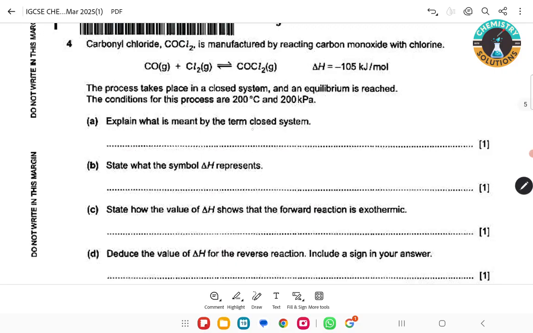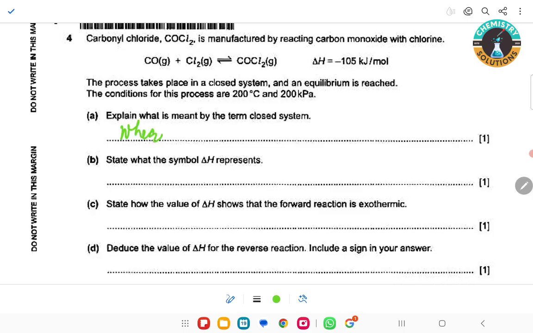What is meant by the term closed system? A closed system is a system where no substance can enter or leave.